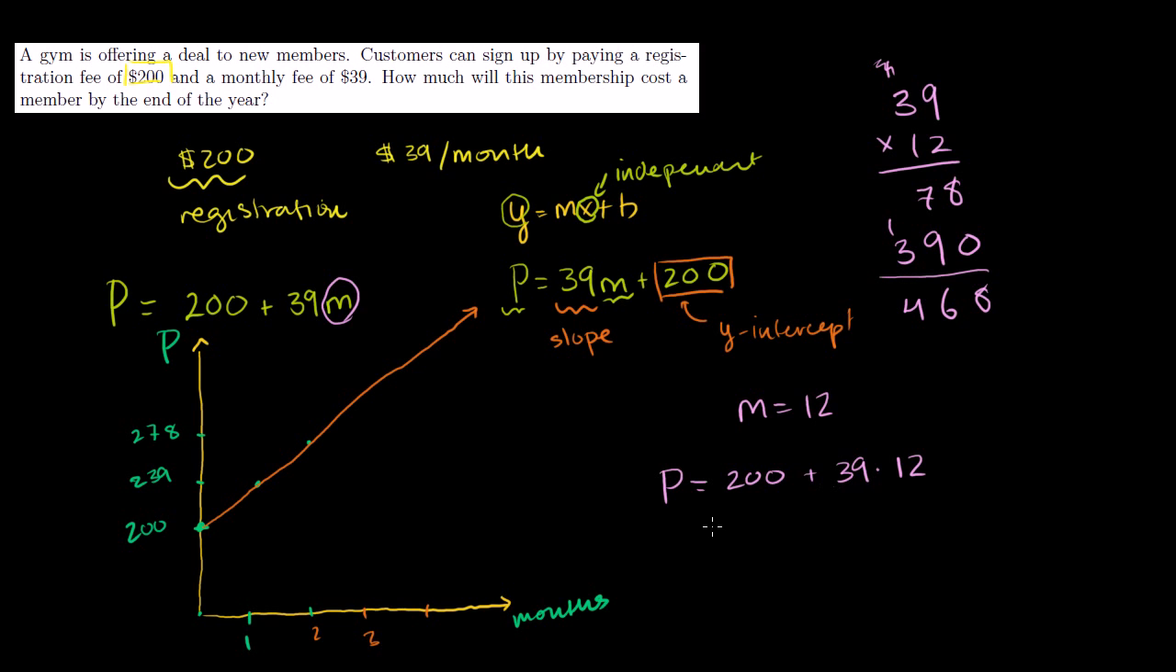So the price of our membership is 200 plus 39 times 12, which is $668 at the end of our year. So if you went all the way out to 12, you'd have to plot 668 someplace here on our line if we just kept going out there. Let's do one more of these.